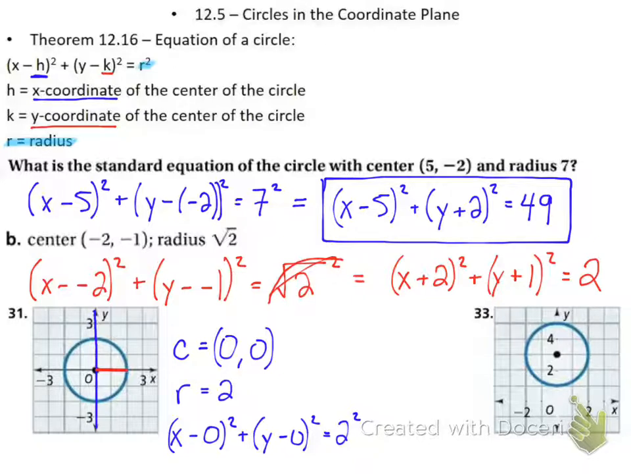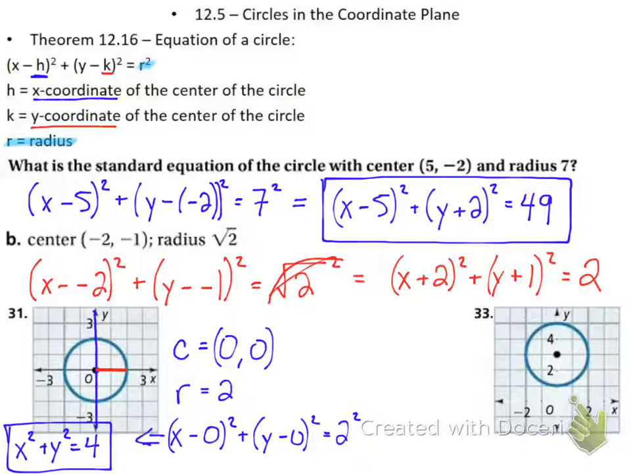And so if I want to simplify that, it's actually kind of easy. It just ends up being x squared plus y squared, because adding or subtracting 0 doesn't change anything, is equal to 4 for my right-hand side.